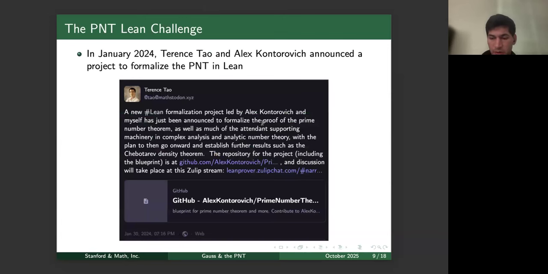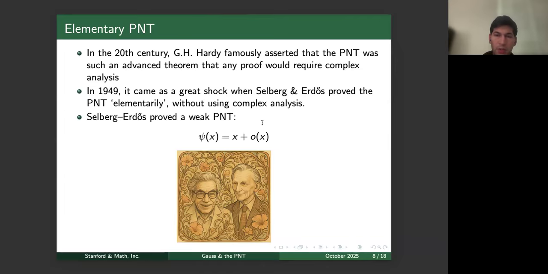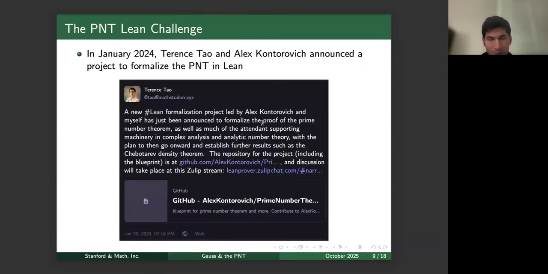And so there's a parallel story to having a complex analytic proof and then an elementary proof. So now fast forward to the talk we're going to speak about today. In particular, a year and a half ago, Terry Tao and Alex Kontorovich announced a project to formalize the proof of the prime number theorem in Lean.